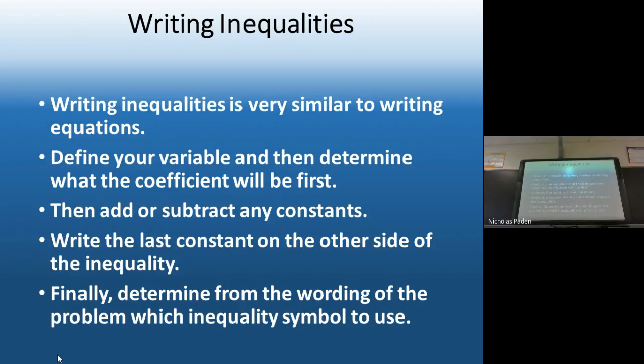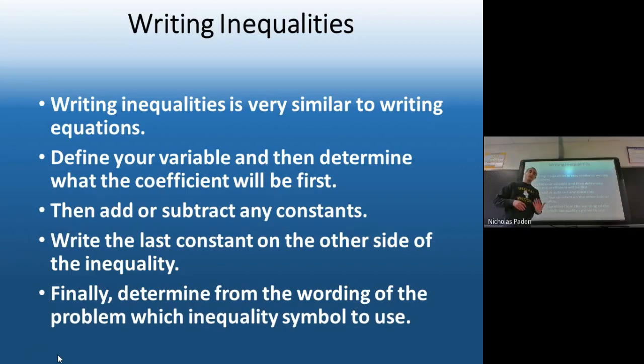So first thing is always define the variable. Tell me what the variable is, what it's going to represent. What am I trying to find? And then determine what the coefficient is going to be. Remember, the coefficient is the number that goes with the variable. So 2x, 3y, 7z, that's the coefficient, that number. Then we're going to add or subtract any numbers, just numbers by themselves, which are constants. And then the last number, the last constant, we're going to write on the other side of the inequality. So we're going to get all the numbers and variables first.